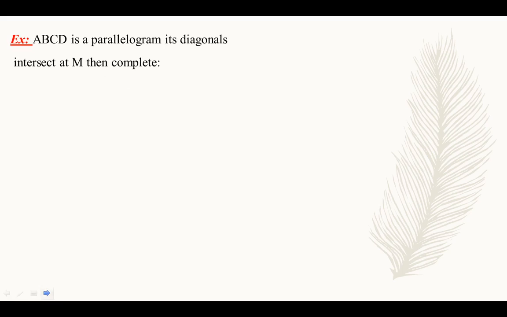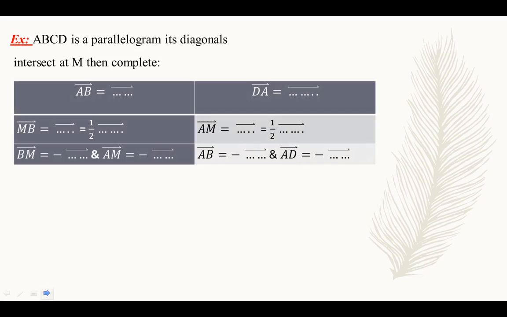ABCD is a parallelogram. Its diagonals intersect at M, then complete. Okay, first we are going to draw the parallelogram. Here ABCD is a parallelogram.